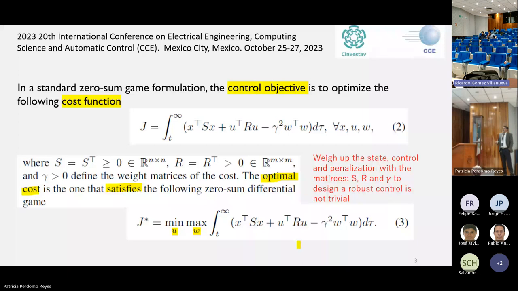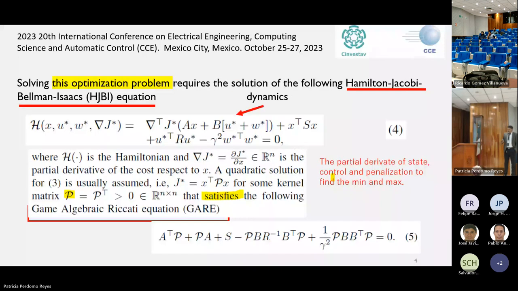That means that we have to solve this equation. We use game theory, which consists in finding the minimum control against the maximum perturbation, the uncertainty. Then we substitute u star and omega star in this equation. Solving this optimization problem requires the solution of the following Hamilton-Jacobi-Bellman-Isaacs equation. This has the gradient of the function, this is the dynamics, and this is the control, set to be equal to zero.